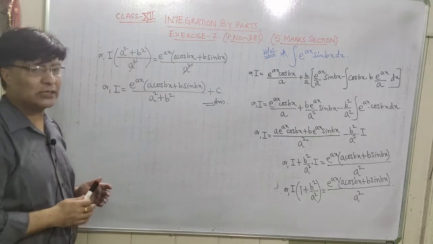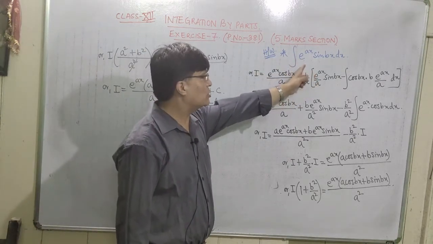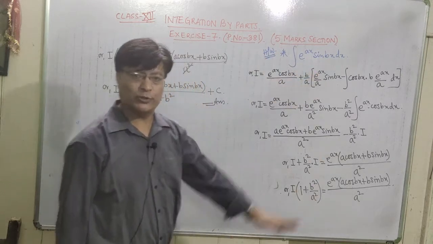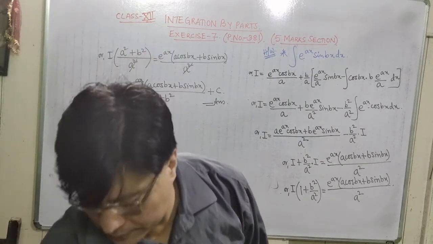So I think you have understood it. So you can copy it. So similarly you can do this problem. This is your homework. Okay, so instead of cos bx there is sin bx. So you can do it at home. So you can copy it. Now we'll do the next question.